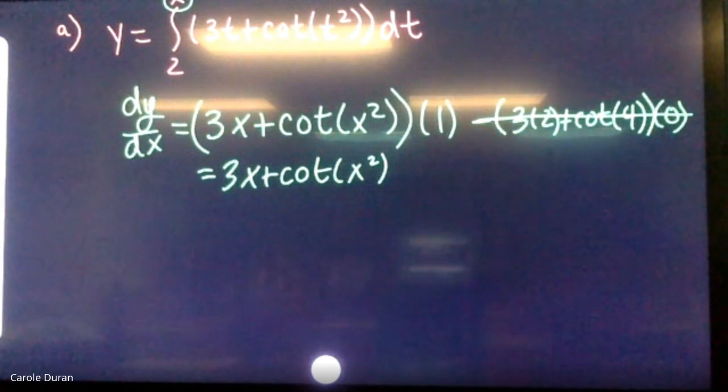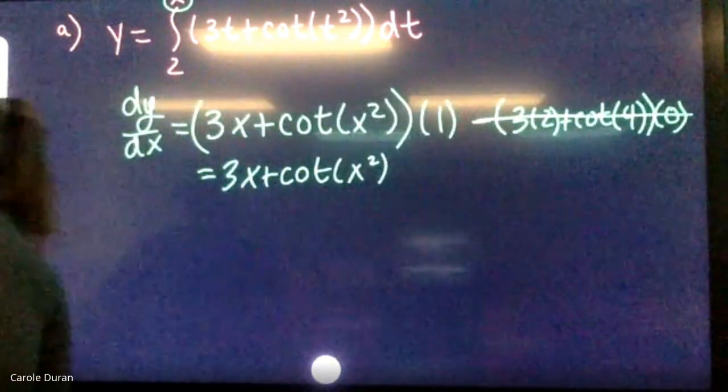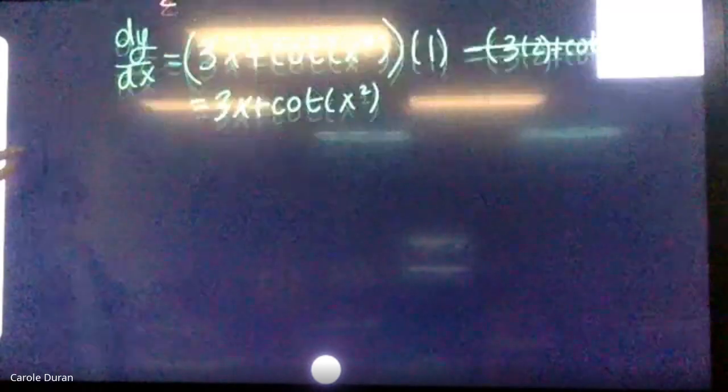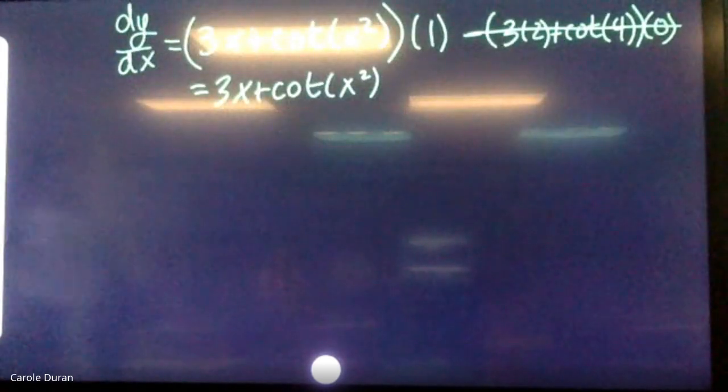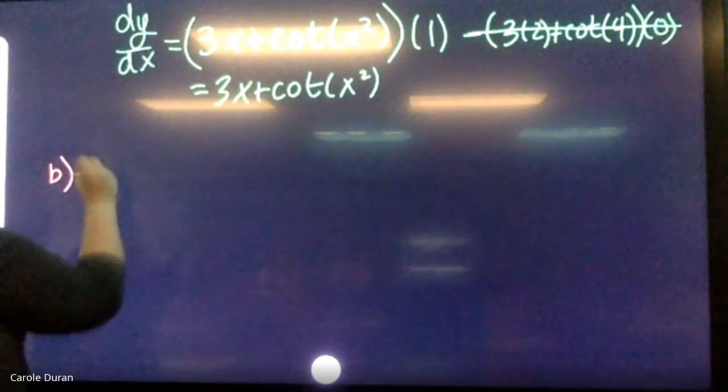I'm going to show you what happens when we have 2 variables. We're just not there yet. We're slowly easing into this. Let's do another one.